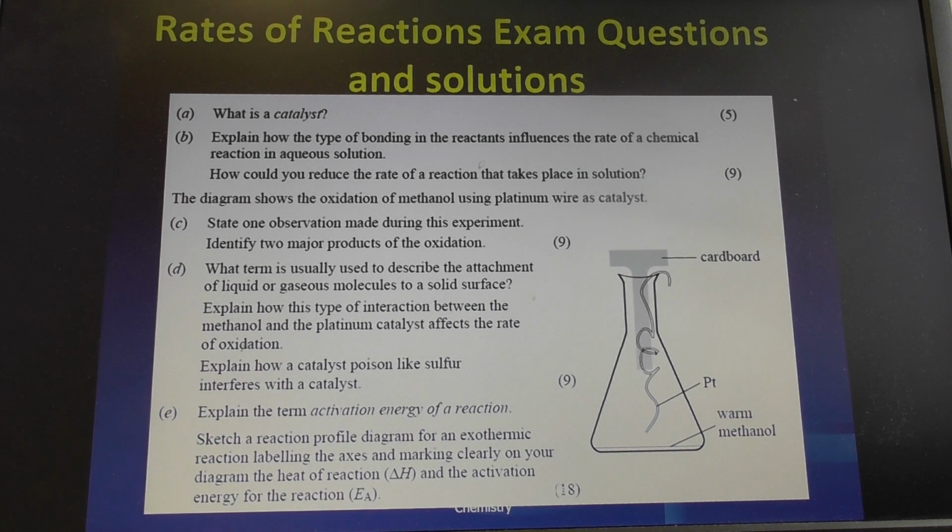Explain how the type of bonding in the reactants influences the rate of a chemical reaction in an aqueous solution. So aqueous is a water solution. You think of aquatics as water. And when we're talking about types of bonding, we're talking about whether the compound is ionic or covalent, essentially, for leaving cert.